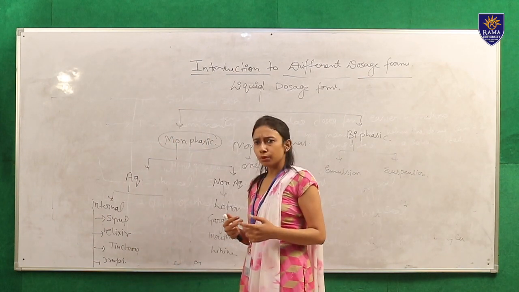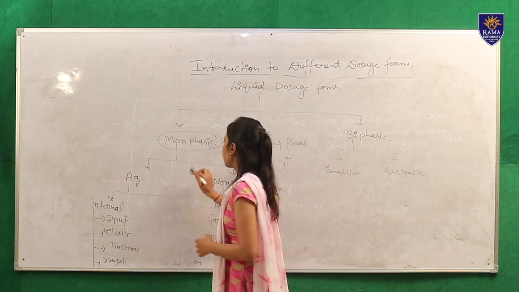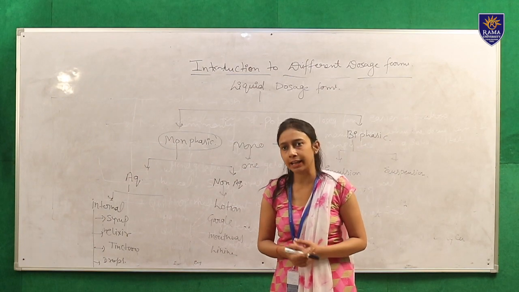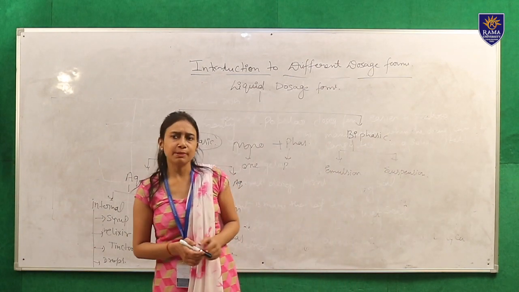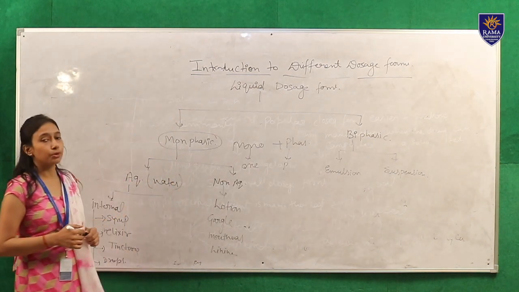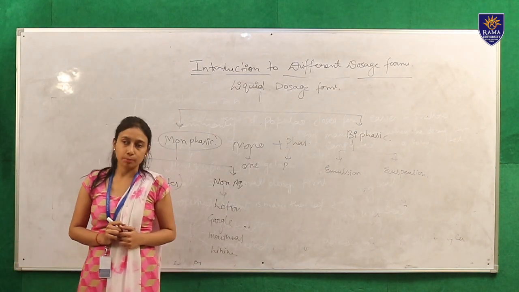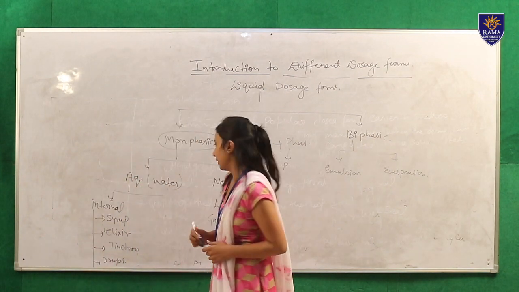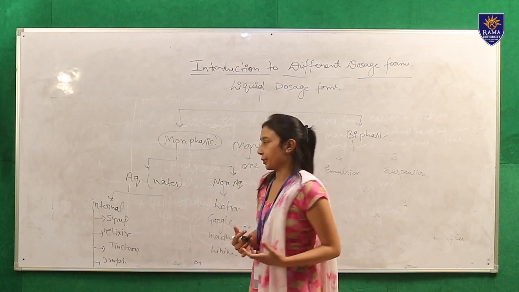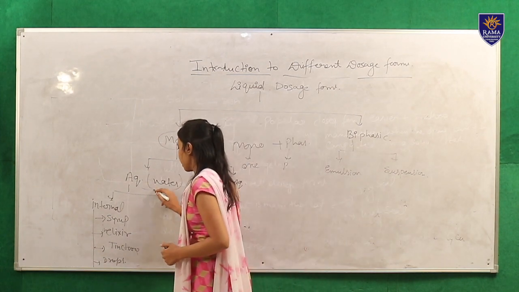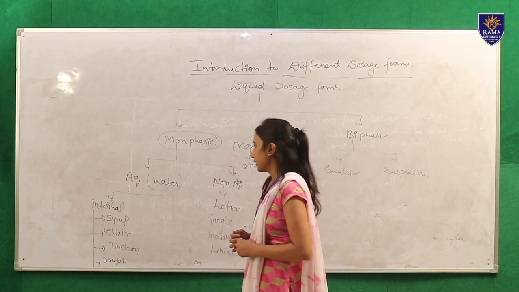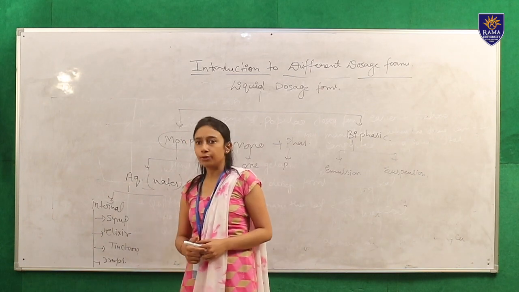So starting with the monophasic liquid dosage form. Monophasic liquid dosage form is further divided into two main categories. Number one is aqueous and number two is non-aqueous. Aqueous means water, generally water. So aqueous liquid dosage forms are those which contain water as the medium, and non-aqueous liquid dosage forms contain a medium other than water. Starting with the aqueous dosage forms, they are also known as internal dosage forms, for example, syrup, elixir, tinctures and drops.